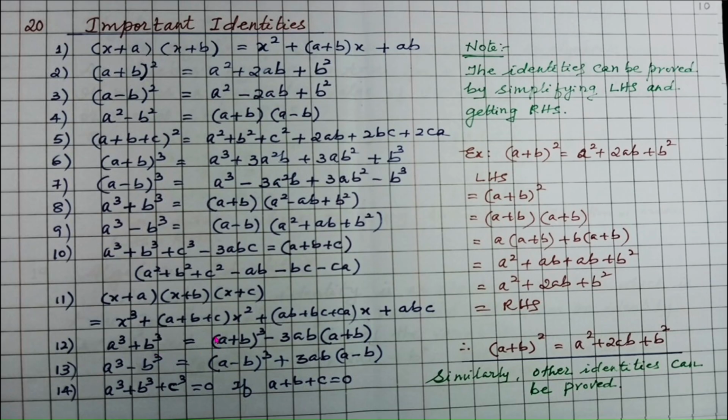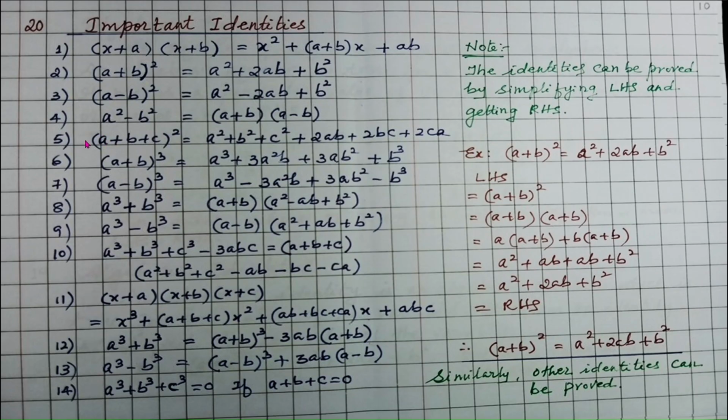a³ + b³ is equal to (a + b)³ minus 3ab(a + b). a³ − b³ is equal to (a − b)³ plus 3ab(a − b), and a³ + b³ + c³ is equal to 3abc under the given condition that a + b + c equals 0. So these are various important identities and very useful in every branch of mathematics.